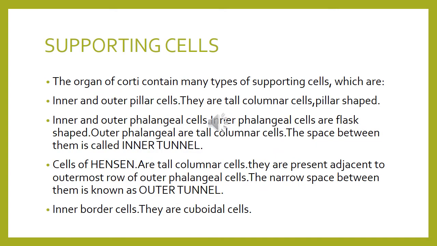The supporting cells which are present in the organ of Corti can be named as inner and outer pillar cells, inner and outer phalangeal cells, cells of Hensen, and inner border cells. Now you should be knowing the shape of these cells. The inner and outer pillar cells are tall columnar cells that lie next to the inner hair cells.